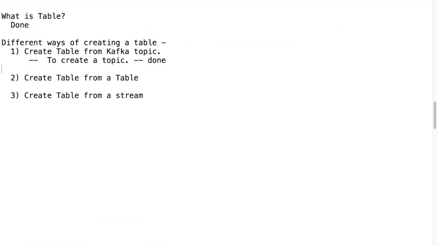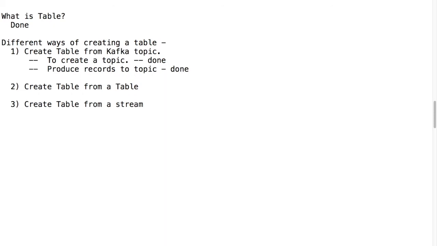So from our list we are done with this step to create a topic, and next step was to populate or produce records to topic. So we just produced one record, so I will just mark it as done. And the third step is to create KSQL table. So this is the step that we will perform now.